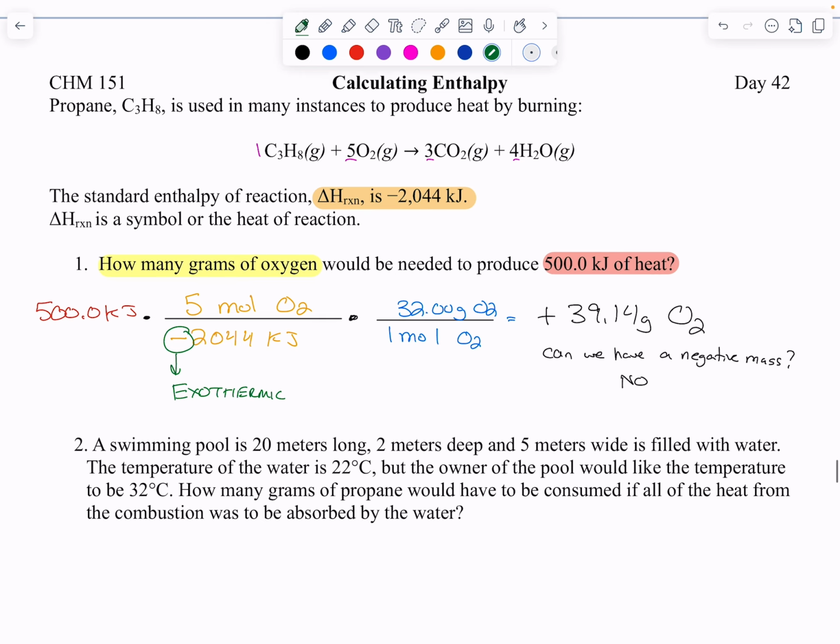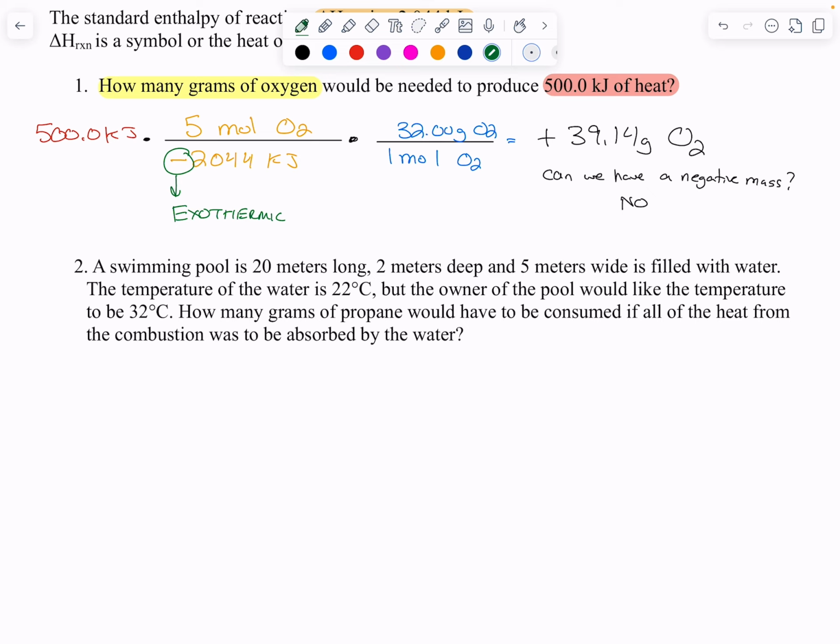All right, next one. This is the big one. This is the top 5 right here. Swimming pool, 20 meters long, 2 meters deep, and 5 meters wide, filled with water. The temperature of the water is 22 degrees Celsius. The owner would like the temperature to be 32, which is like bath water. Here's your question. How many grams of propane would have to be consumed if all the heat from the combustion went to be absorbed by the water? Which doesn't really work, but that's what we're going to do.